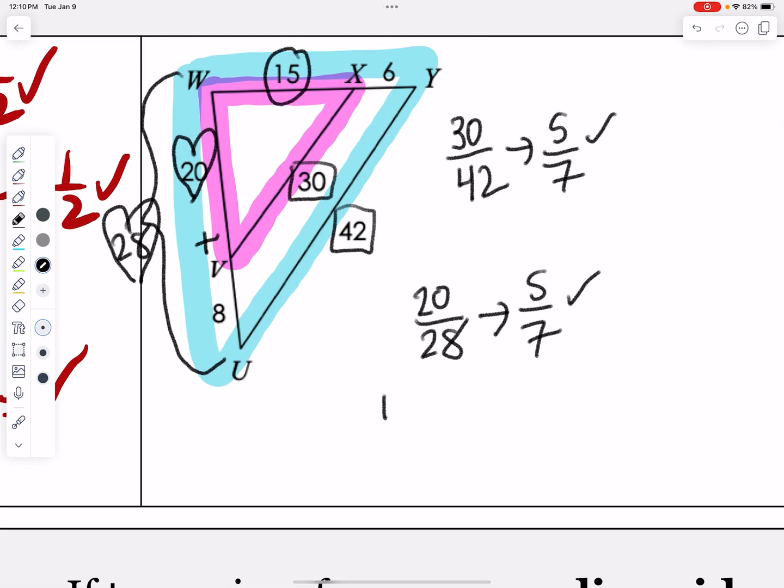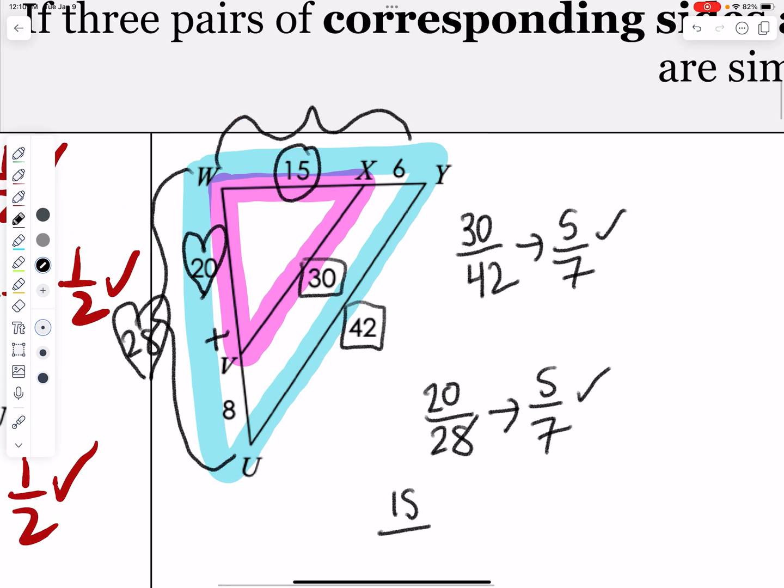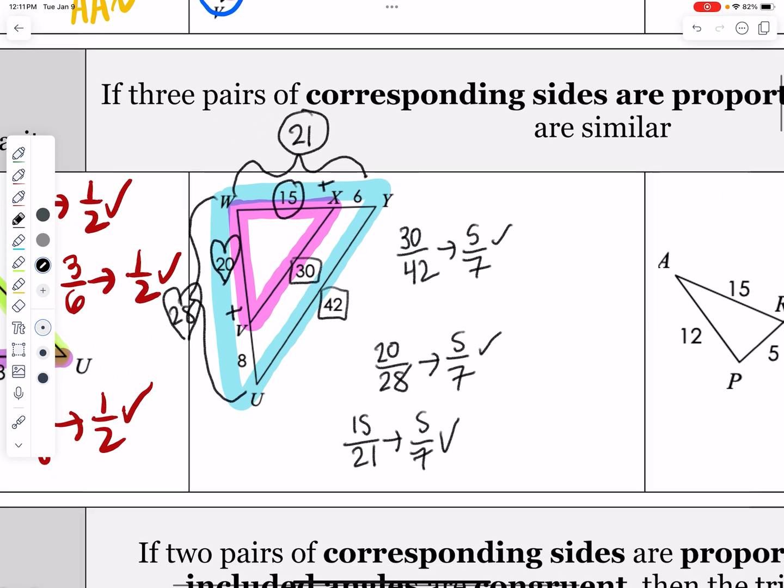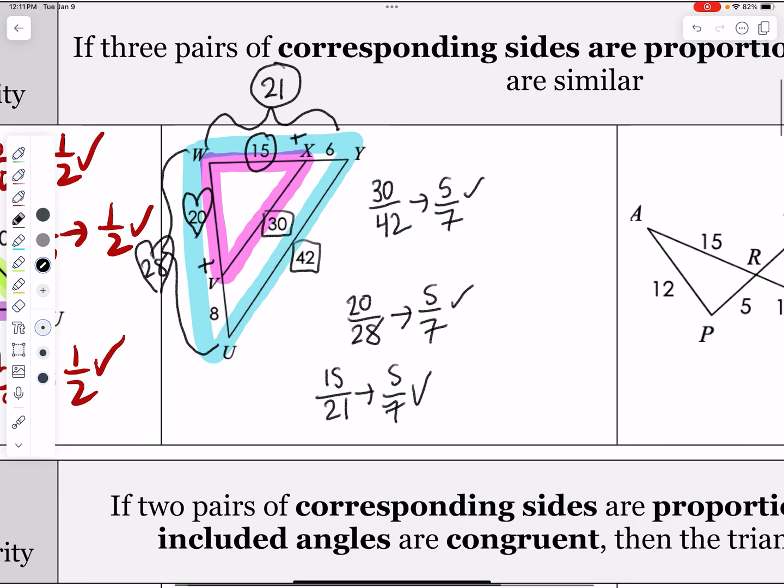That is the entire right-hand side of the pink triangle. What is the entire right-hand side of the blue triangle? That'd be 15 and x, or 15 plus x, which would be 21. So 15 over 21 also reduces to 5/7. So because all 3 of these reduced to 5/7, these triangles would be similar by side, side, side similarity.